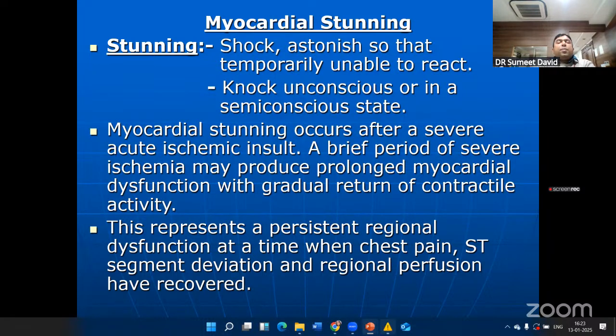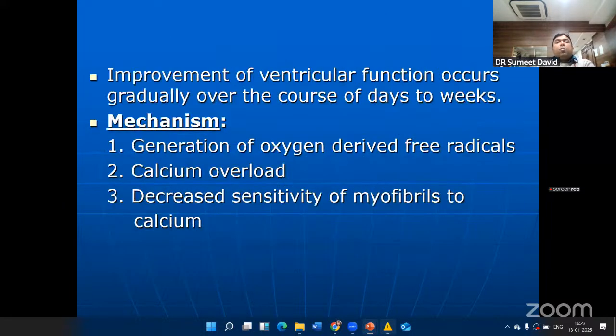So this represents a persistent regional dysfunction at the time when chest pain is there, ST segment deviation is there, and regional perfusion has recovered. So slowly, but it recovers automatically. It may take hours or even days for the regional motion abnormalities to recover. Improvement of ventricular function occurs gradually over the course of days to weeks. Generally, the mechanisms are the generation of oxygen-derived free radicals, calcium overload, and decreased sensitivity of myofibrils to calcium. So these are the mechanisms due to which myocardial stunning occurs.